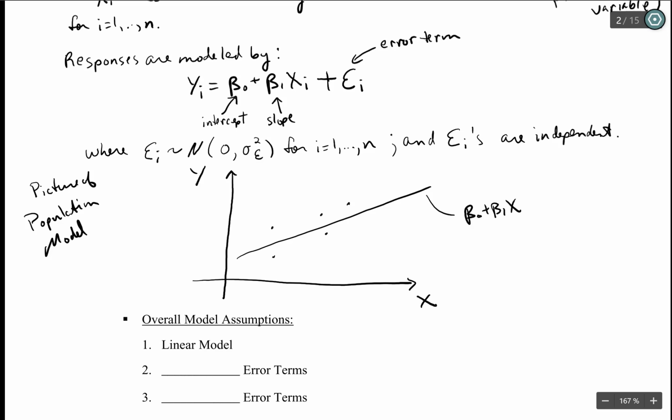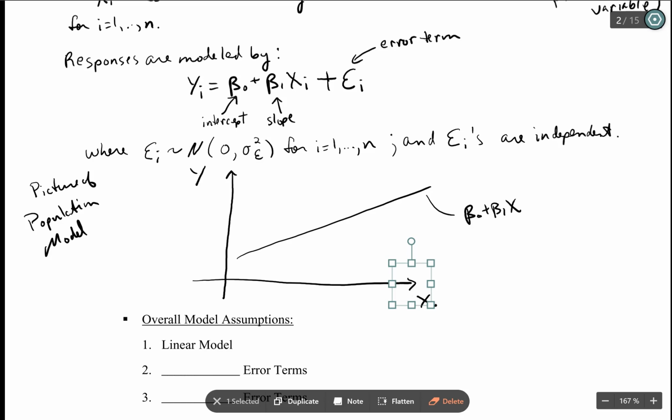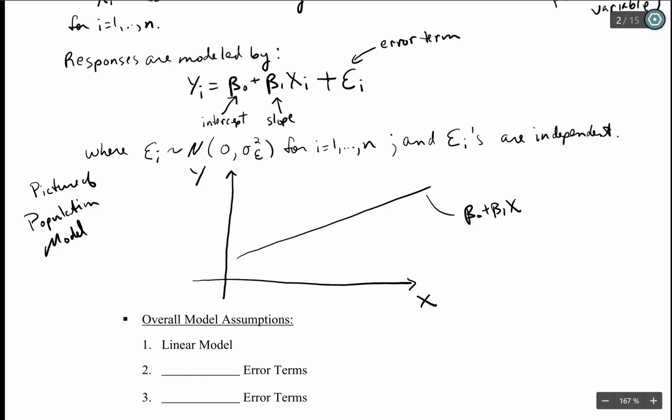The amount that it bounces off of the line is modeled according to the normal distribution, this error term here. And so for a given x, we have a normal distribution that tells us how much the y value might bump off that line. I'm trying to draw these normal distributions. They're all the same. The only thing that's different about them is their mean. Their variance is the same, but the mean is different. You can reference your book for a much better picture of that scenario.